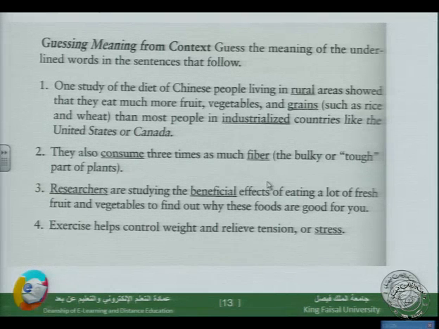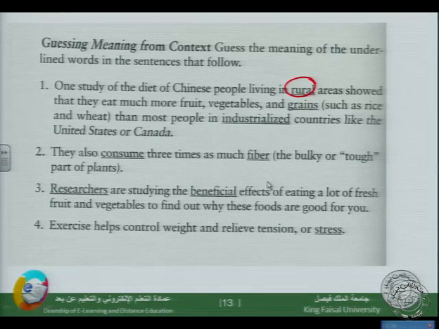The first one: one study of the diet of Chinese people living in rural areas showed that they eat much more fruit, vegetables, and grains, اللي هي مثل rice and wheat, than most people in industrialized countries like the United States or Canada. Now this is the question. What does rural areas mean? What does the underlined word mean?